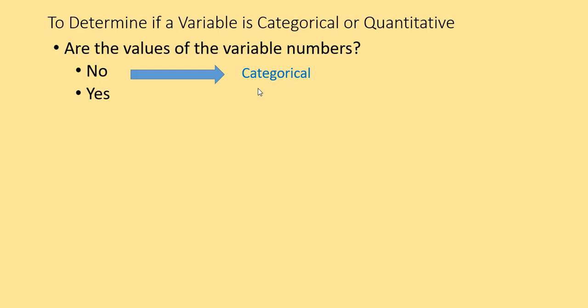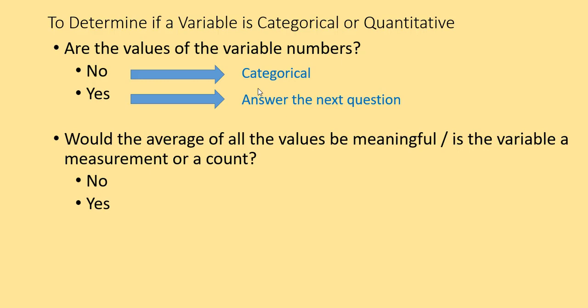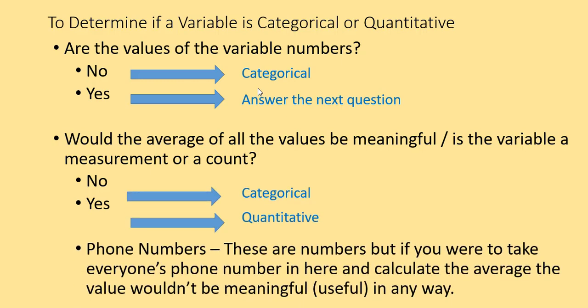If the values of the variable are numbers and the answer is no, then they're categorical. But if the answer is yes, then you have to ask another question. Would the average of all the values be meaningful? Is the variable a measurement or a count? If the answer is no, then it's categorical. If the answer is yes, then it's quantitative. I'm sorry, my arrows are kind of off.